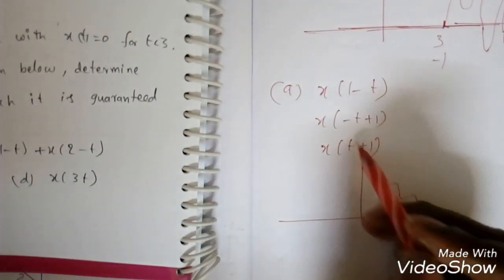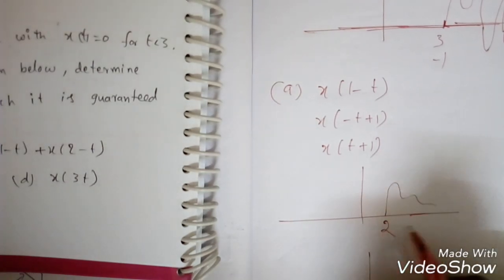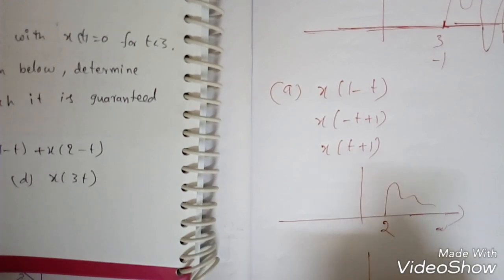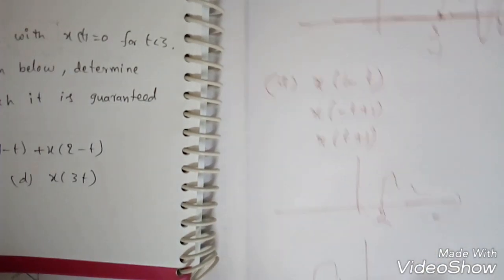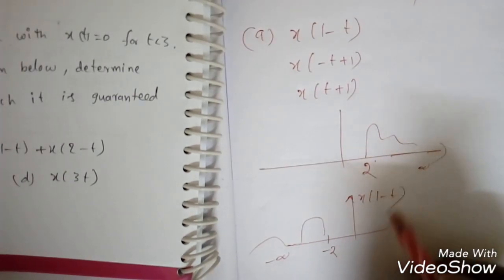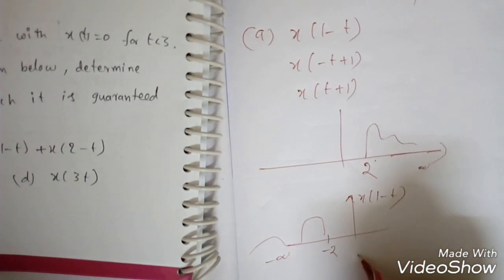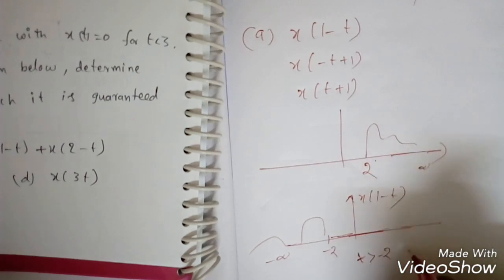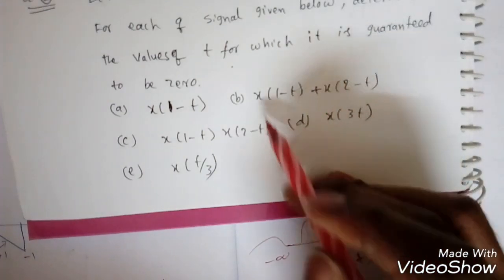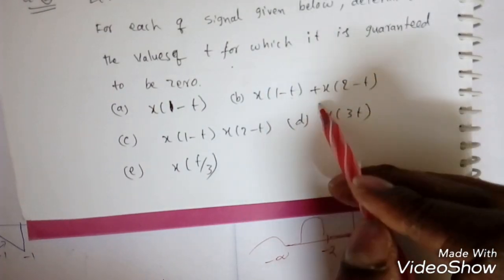Next there is a reversal. So it will be from 2 to infinity, and it will become minus 2 to minus infinity. So that is like this. That means after reversal it is like this. This is x of 1 minus t. Now it is 0 when t is greater than minus 2. So minus 2, minus 1, 0, 1, 2. The x of 1 minus t is guaranteed to be 0 for t greater than minus 2. That is the solution.